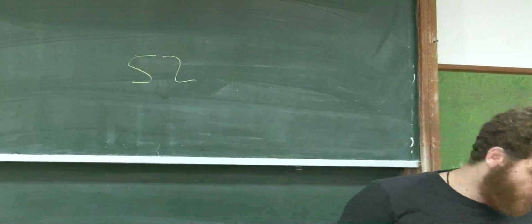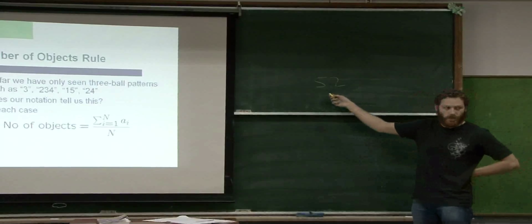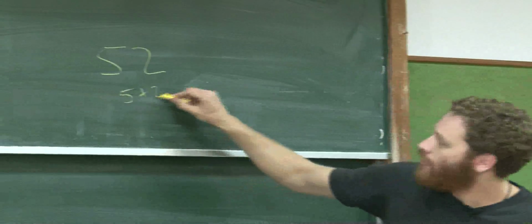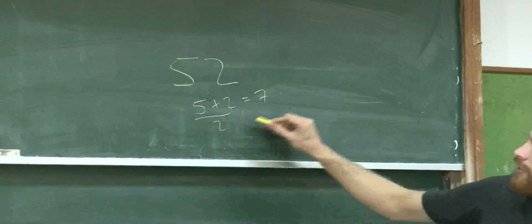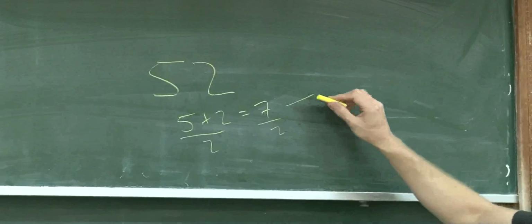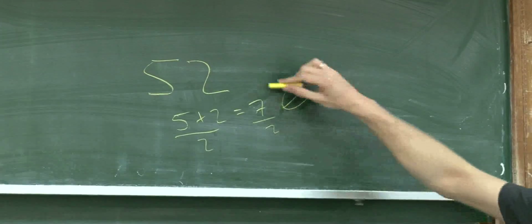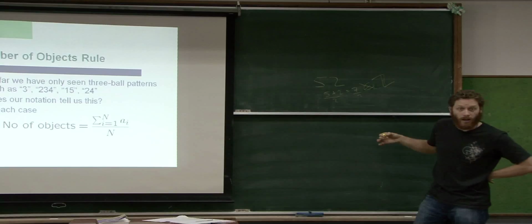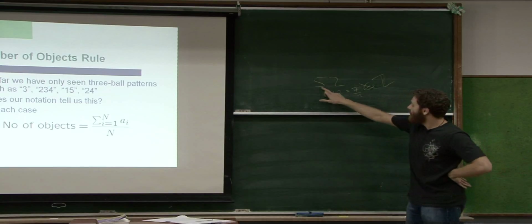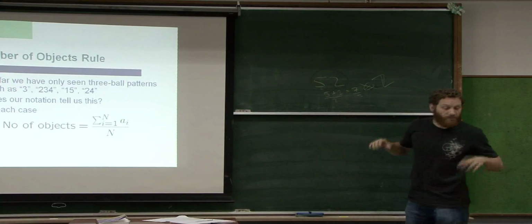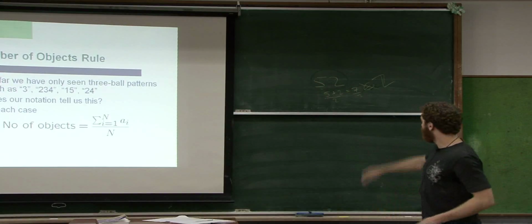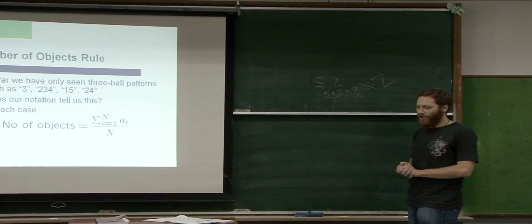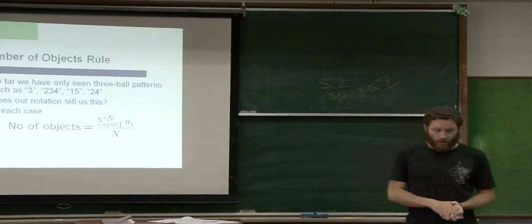A 5 followed by a 2. Is that possible? Well, by the number of objects rule, 5 plus 2 is 7, and if we divide by 2, it is, well, let's say, not an integer, or not a whole number. Since the average of these two numbers is not a whole number, it means I can't juggle it. So this is telling me I'll need, what, 3.5 balls, whatever that means. So that's the other rule that we need to impose.